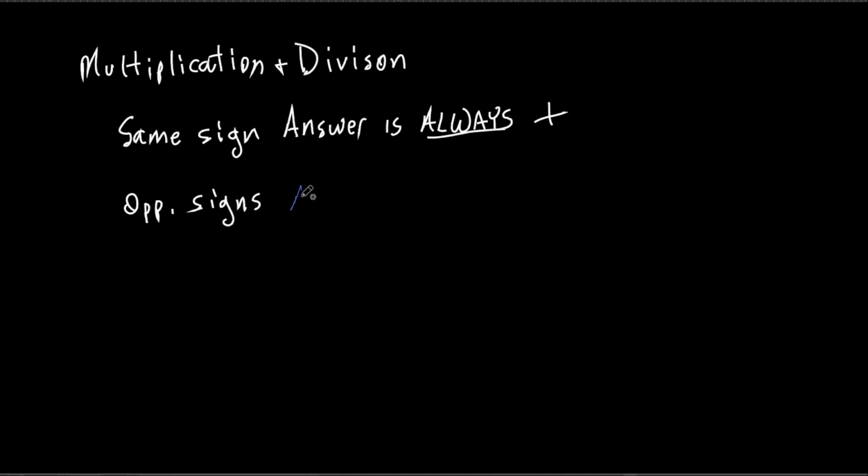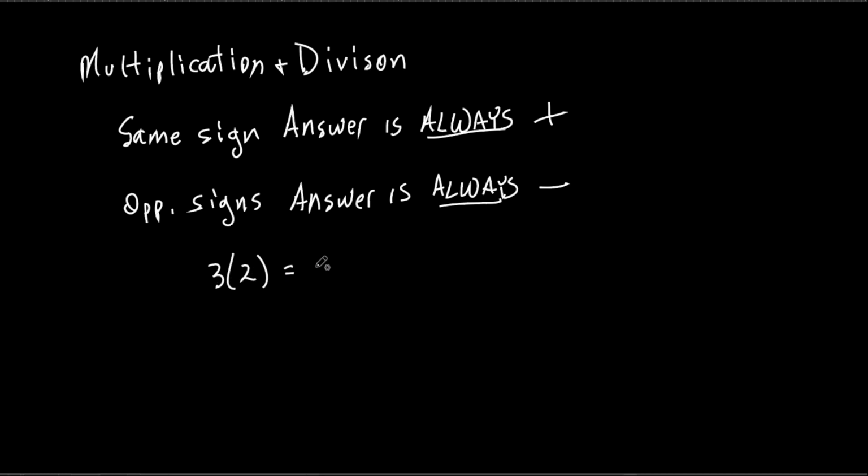So take a wild guess. What's the answer when you have opposite signs? It's always what? Negative. All right? So let's just do a couple easy examples. We'll use the 3 and 2 again. So 3 times 2. Now notice, I have parentheses here, but this is multiplication. Why is this multiplication, not addition? Because there's no sign in between, right? If there's no sign in between, it means it's being multiplied.